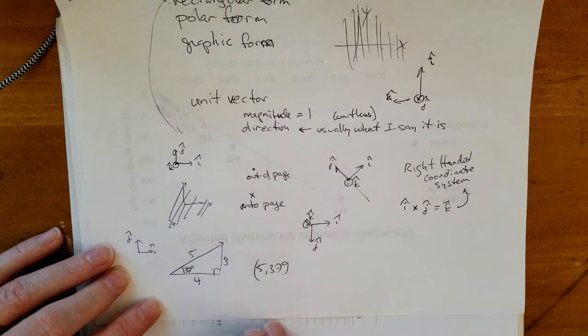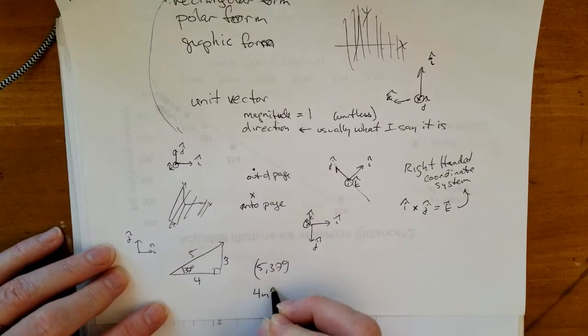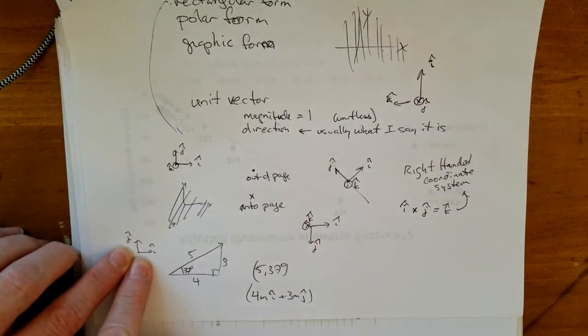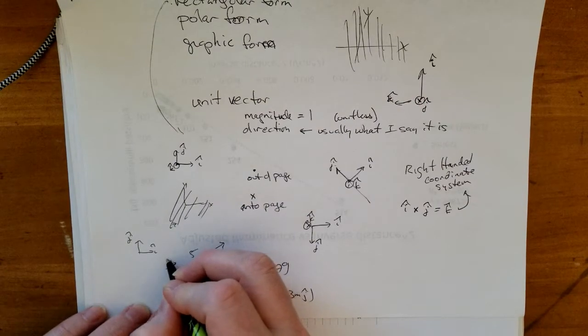That can also be written slightly differently. We'll get to that in just a second. But that's also 4 to the right and 3 up. So this is 4 meters I hat plus 3 meters J hat. That is perfectly acceptable because I define my coordinate system there. Or I could have just defined I hat to be in that direction.